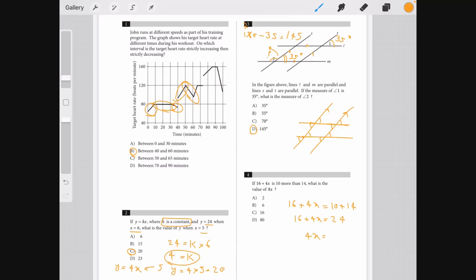Then 4x will be 24 minus 16, which will be 8. Then x will be 2. X is 2. So what is 8x? X is 2, 8x is going to be 16. C is the answer.